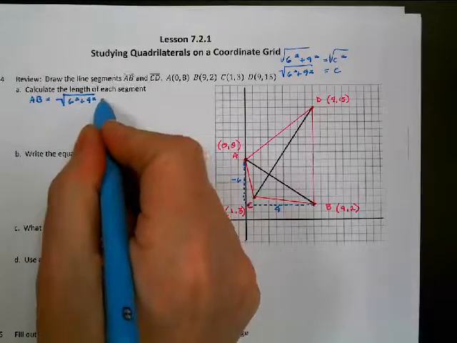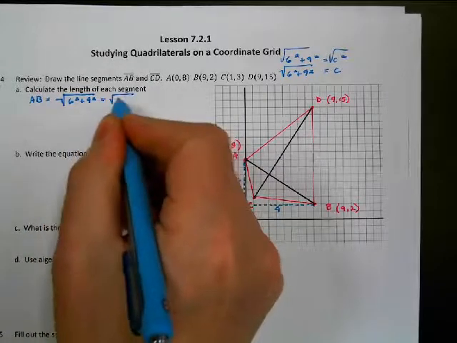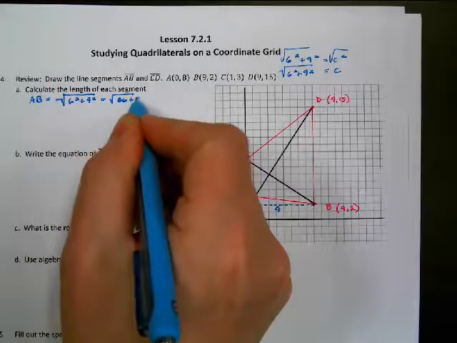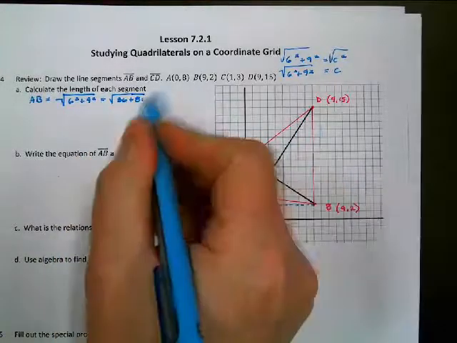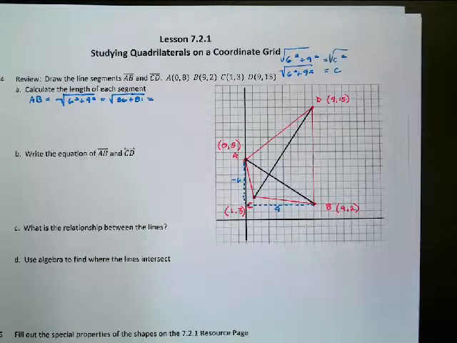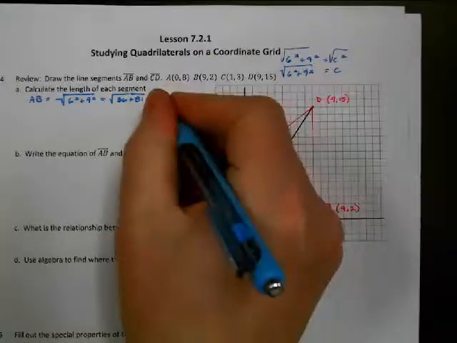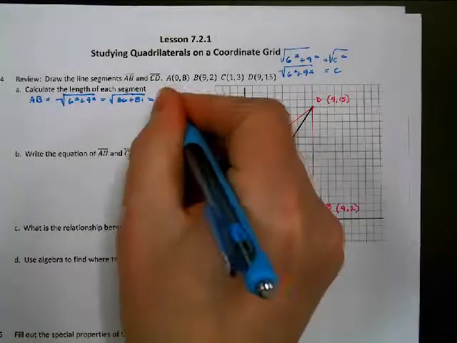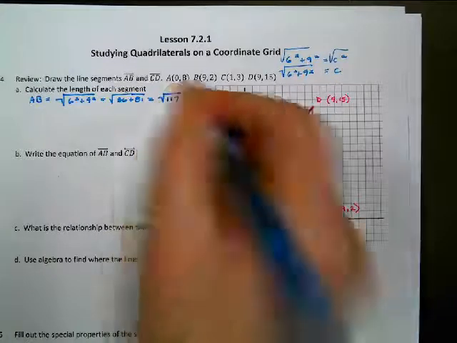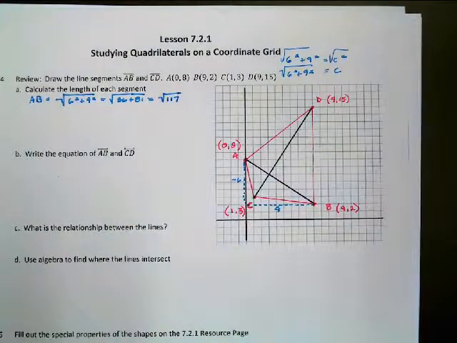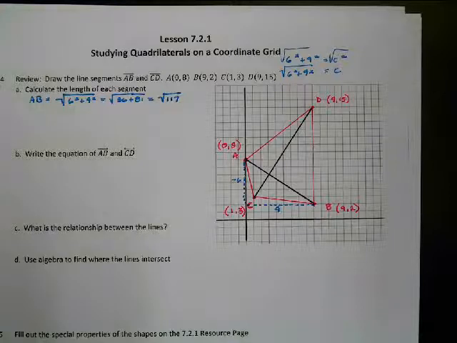So this would be 36 plus 81. Combine those two terms, 36 and 81 together, and I'd get 117, I think. I think I'm correct. Now 117 is not a perfect square, so this is going to give you an irrational answer, a number that just goes forever.